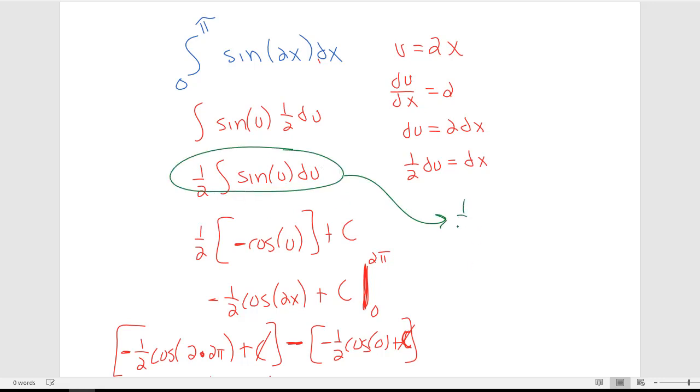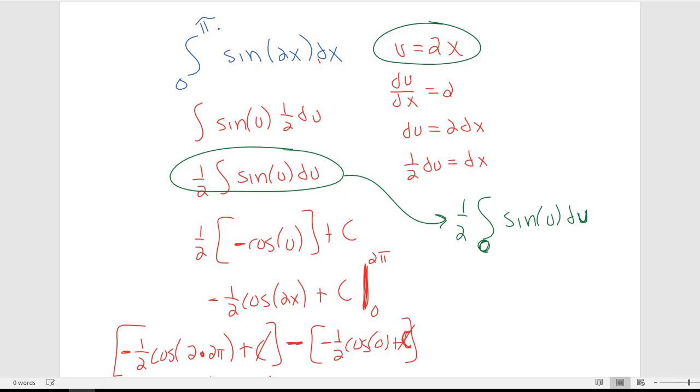So I could have 1/2 the integral of sine of u du. So how do I find the u limits? Well, actually pretty straightforward. It comes back to my substitution. If x is 0, my lower limit, I'm going to plug 0 into the x, and u would be 2 times 0, which is 0.